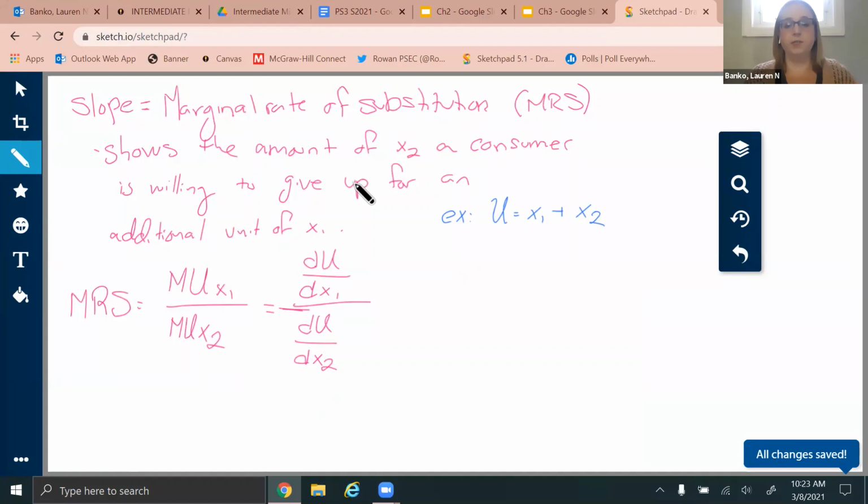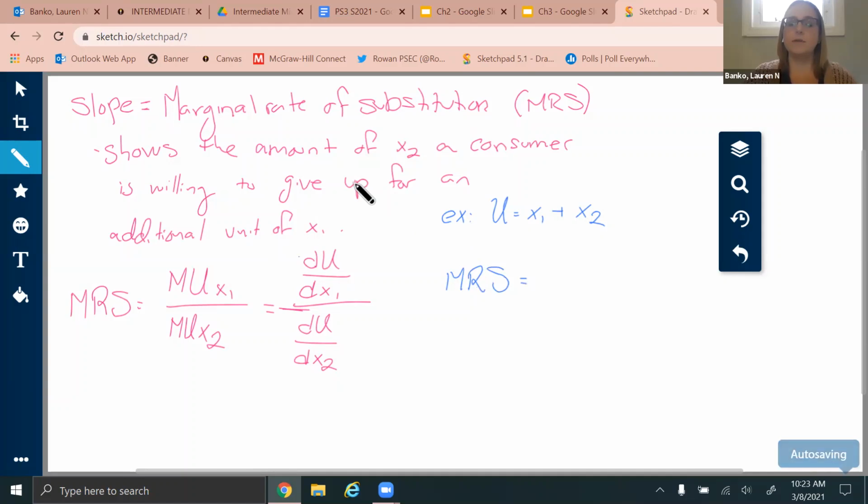And as I'm going to show you as we go forward, when we have different utility functions, different types, there's going to be different ways to solve this. And sometimes there's a trick you can use, which makes things easier. So we're going to look at this now. Let's say we use this example, the utility is equal to x1 plus x2. And I want you to find the MRS.